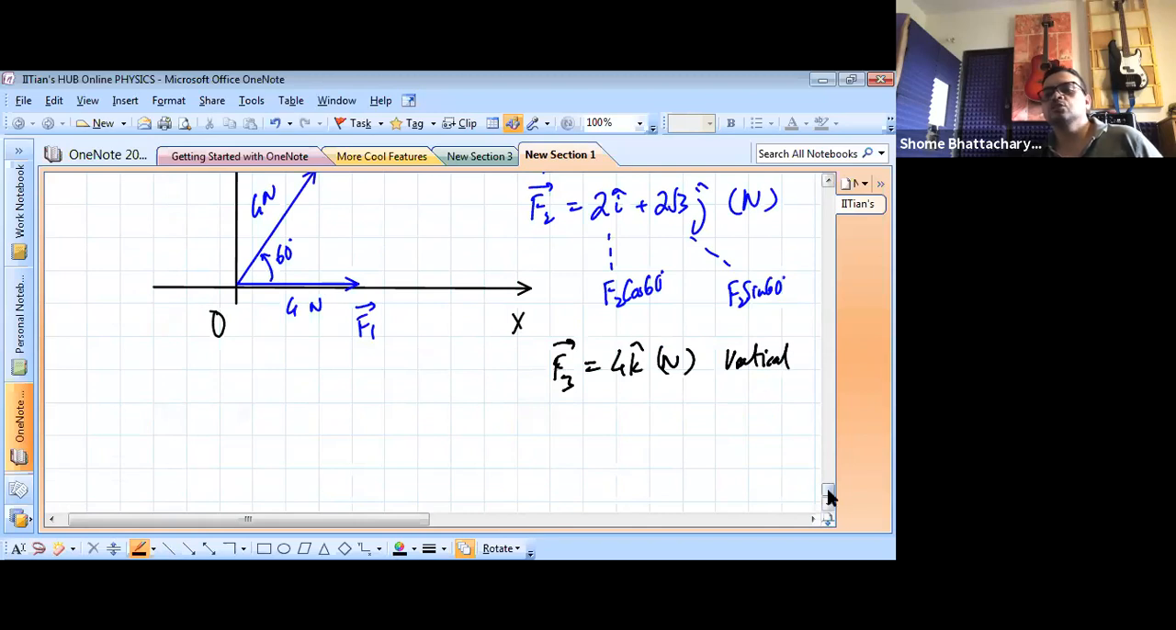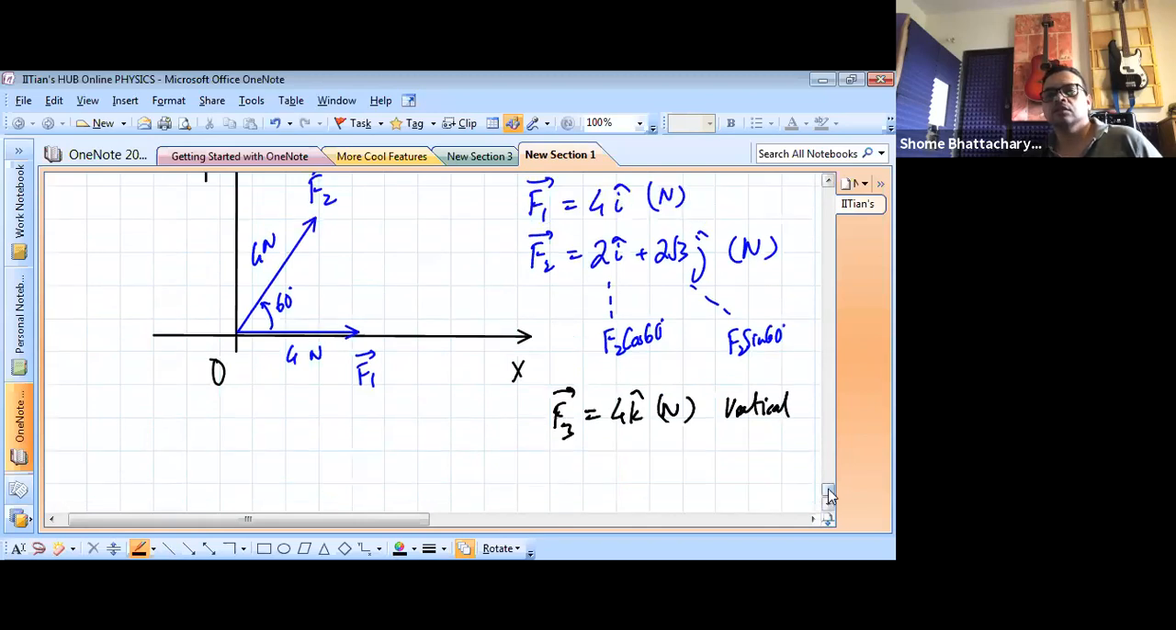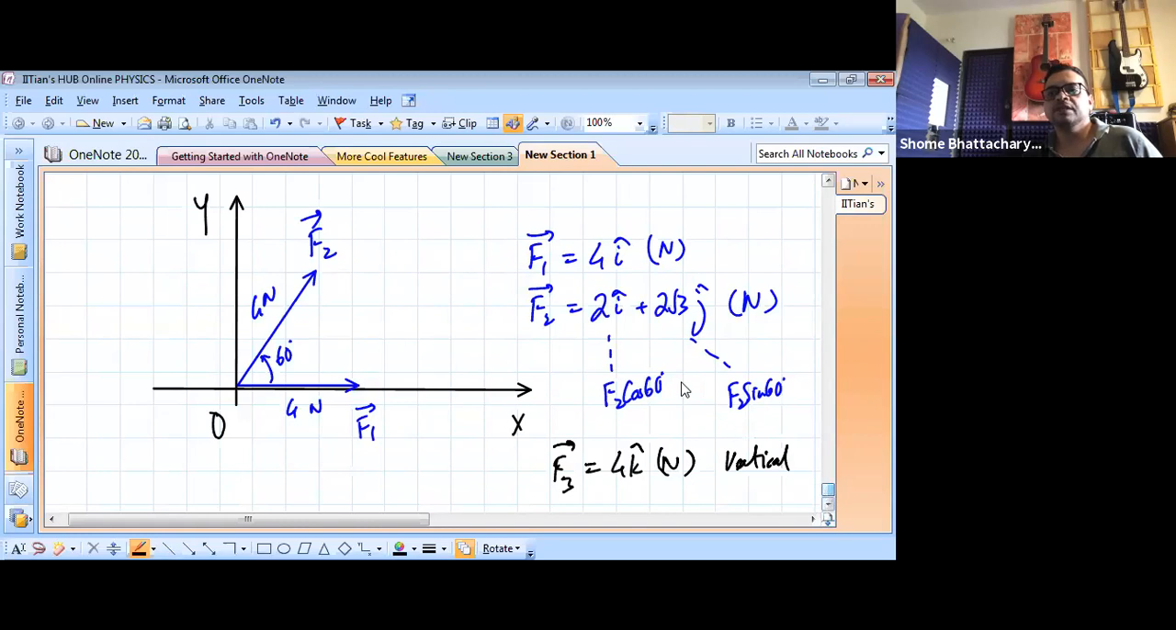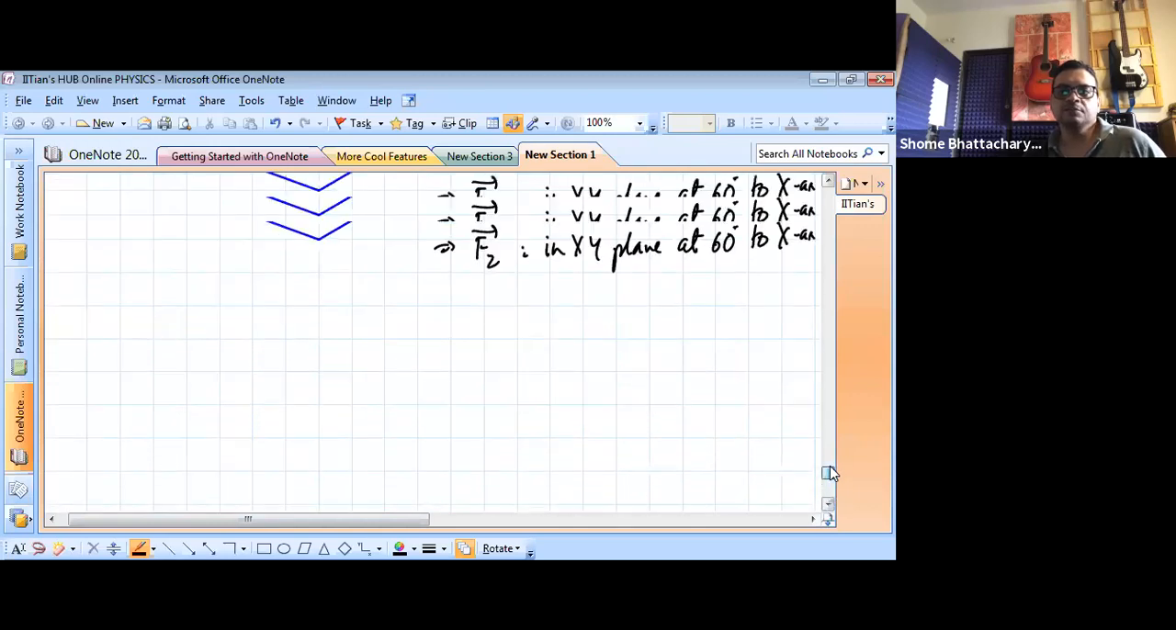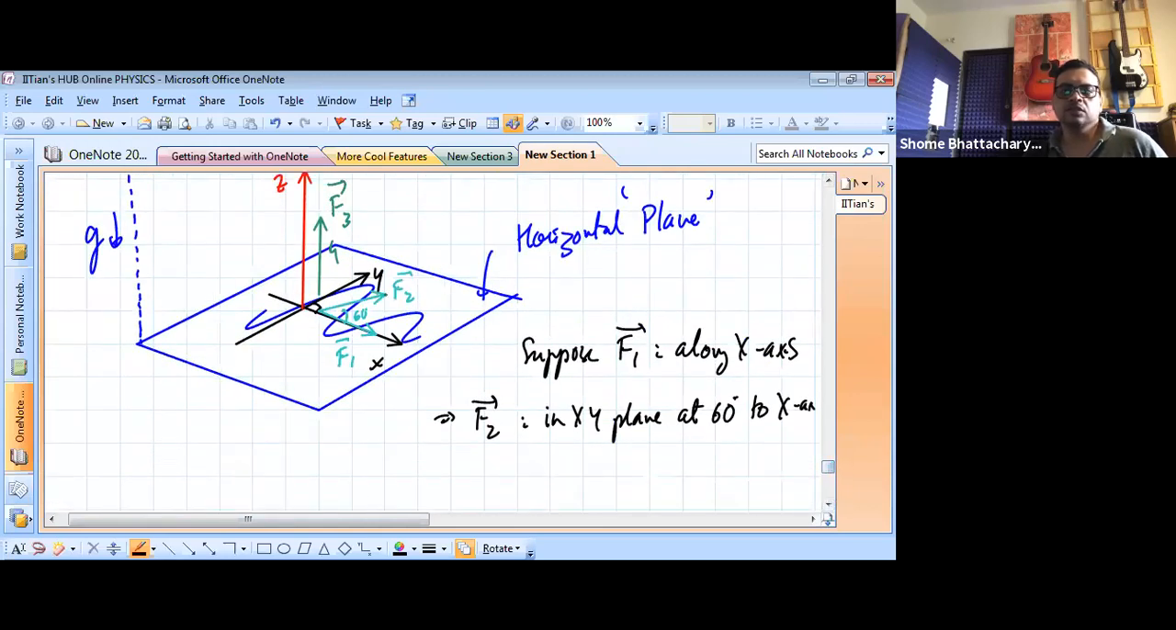Okay. Whereas these two are lying in the horizontal, i cap and j cap, these two are in the horizontal plane. They are lying in the xy plane. But where is F3? In this diagram it is coming out of the plane. It is perpendicular to the plane of the diagram. So it is 4 k cap. Or in the above diagram, you can see it's like this. F3 is along the z axis. So 4 k cap. Shikhar, is it clear now?